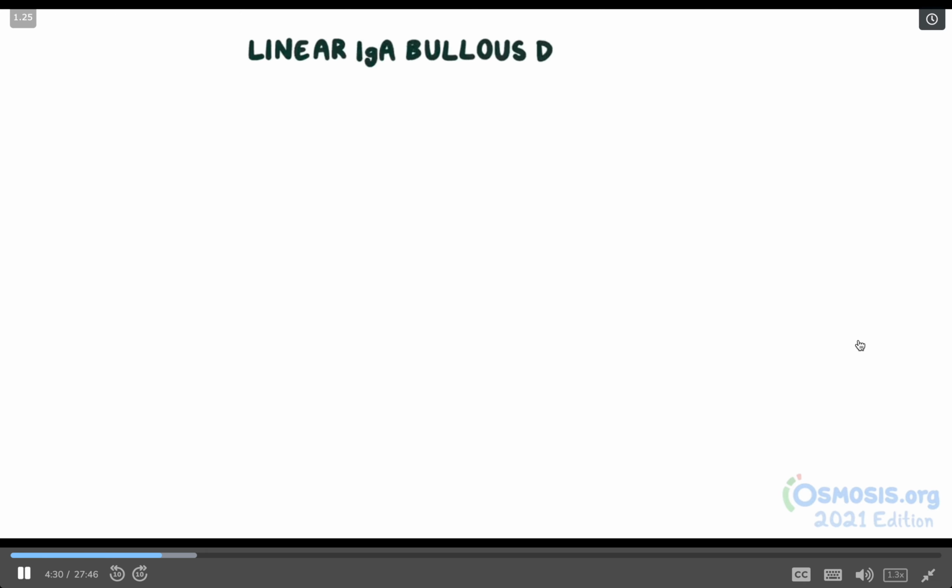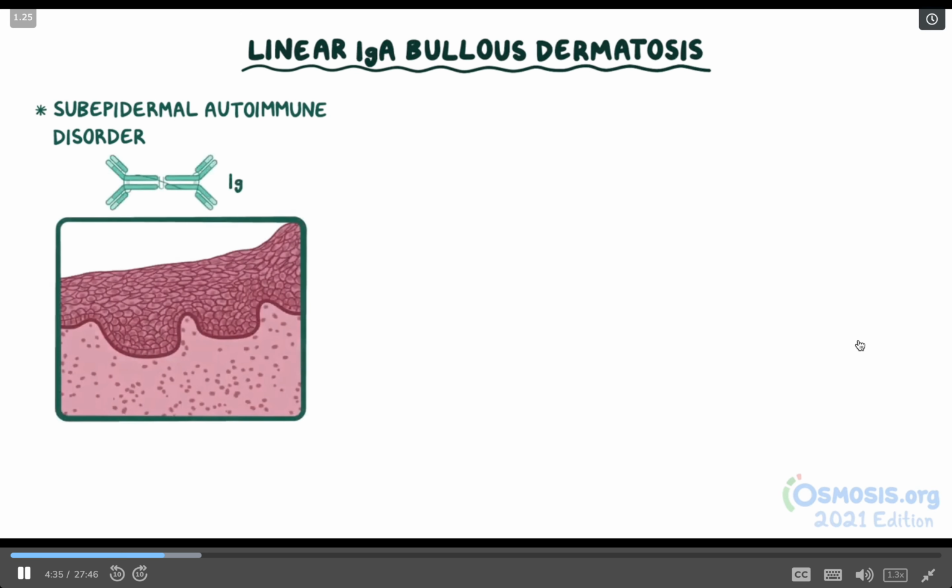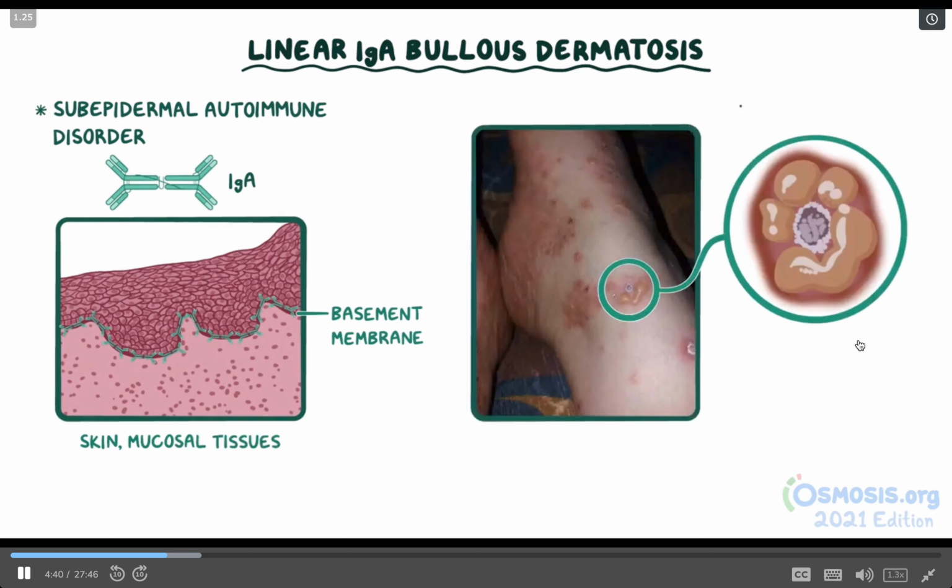Linear IgA bullous dermatosis is a subepidermal autoimmune disorder associated with the deposition of IgA at the basement membrane zone of skin and mucosal tissues. The cutaneous bulla often have a distinctive grouped appearance that resemble a cluster of jewels, while mucosal lesions primarily present as erosions or ulcers.